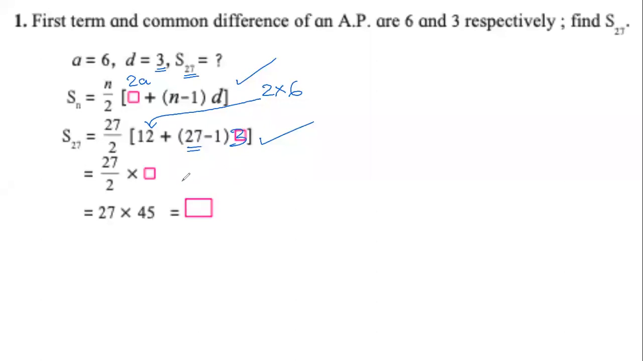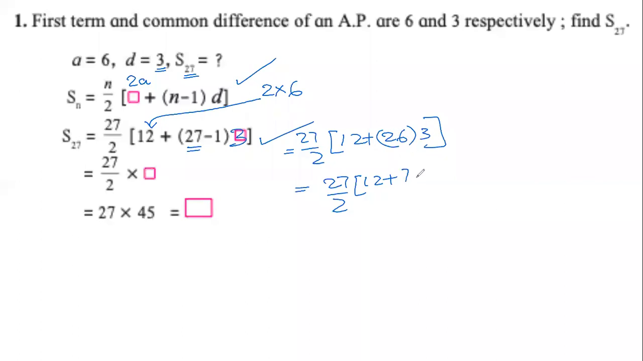Now what? Someone has again skipped some steps. So what will we have to do? So 27 by 2 within brackets 12 plus 27 minus 1 is 26 into 3. That equals 27 by 2 within brackets 12 plus how much? 3 into 26 is 78. Is it correct? Then we have 27 by 2 into 12 plus 78 is 90. So this is the 90 that we have to write.